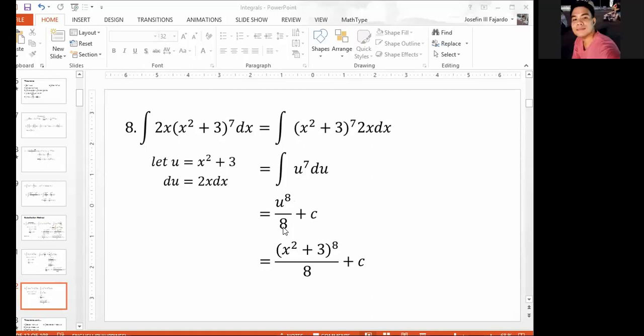Sir, yung 8 po ba doon sa taas, yung u to the 8? Ikakopy lang po sa over 8. Oh, di ba? U to the n plus 1 over n plus 1. So, kung maging 8 yung exponent mo, yun din ang magiging denominator. Ilalagay mo sa denominator. Okay.